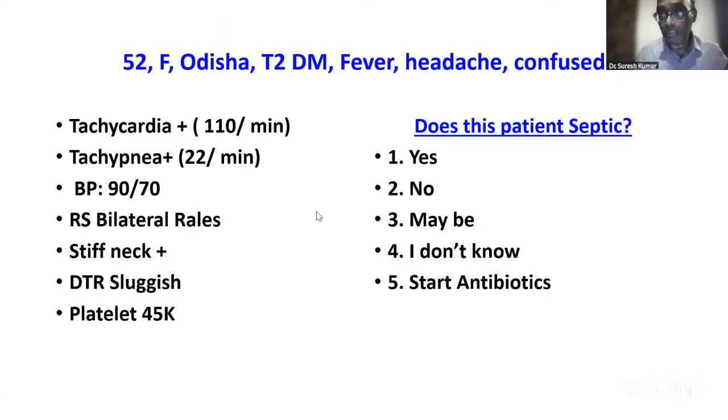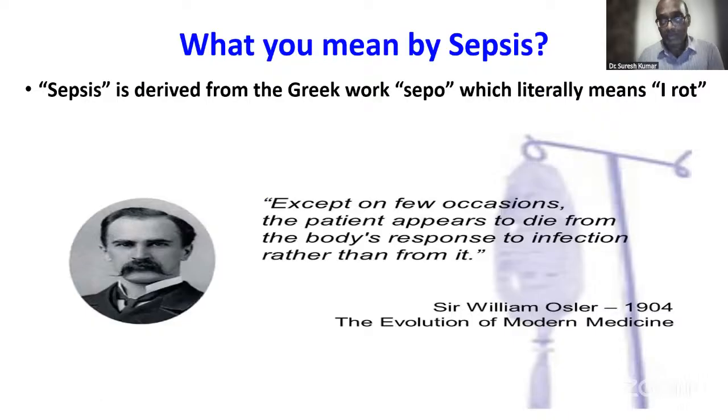Okay, sure. So what is sepsis in short? This is how William Osler defined it. Sepsis means "to rot". Something rotten in your body is called sepsis. And he clearly said the infection is not killing the patients. The body's response to the infection is killing the patients. That's what he defined a lot of centuries back. This is William Osler's definition of sepsis.